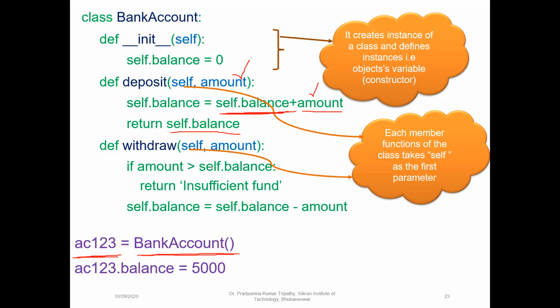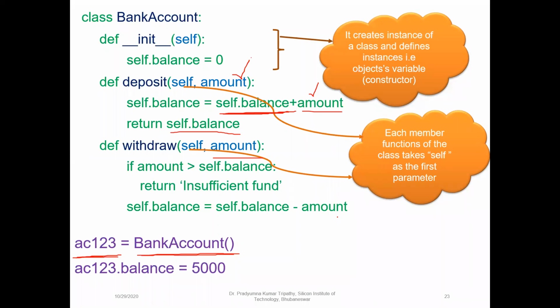Similarly, for withdraw, if I want to withdraw a particular amount, I'll check whether the amount is greater than the self dot balance, because while I withdraw, I'll check whether that is more than the balance available or not. Otherwise, it will return insufficient fund. If the balance is there, then self dot balance is equal to self dot balance minus amount. And if you want, you may also return self dot balance.